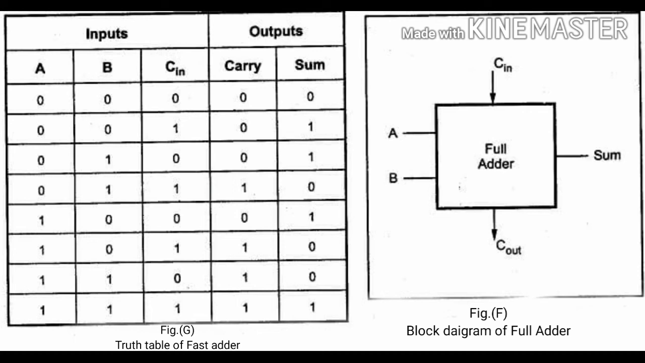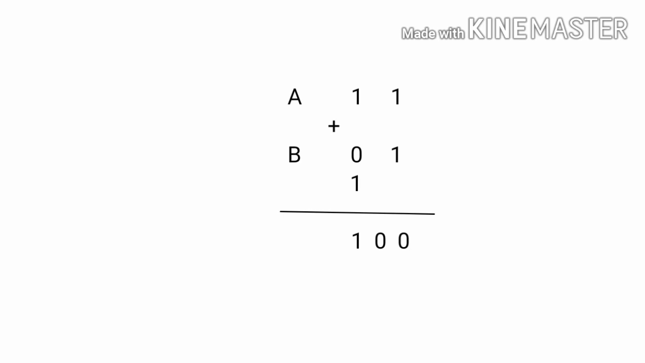So as there are 3 inputs, here we have used a total of 8 possible input combinations, starting from 0 0 0, 0 0 1, up to 1 1 1, and in case of output there are two outputs, carry and sum. Here also we have used the basic rule of binary addition. So when we add 0 plus 0 plus 0, we will get sum as 0 and carry is also 0.